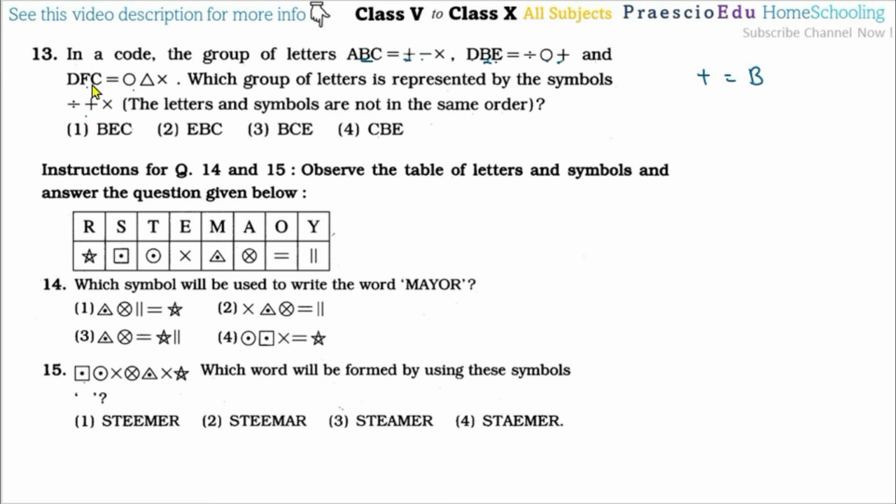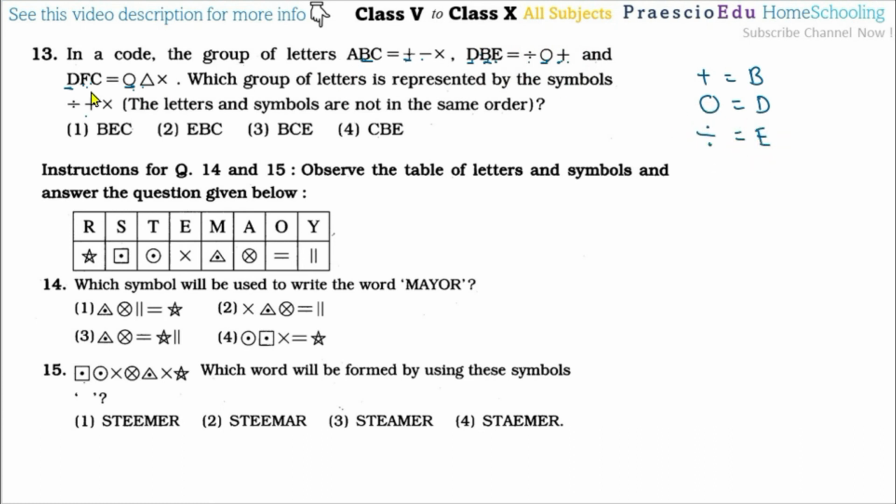Then we will compare these two. Here the common letter is D, and in symbolic form the common one is an O shape. This O is equal to D. Then D and O, we know, mean these two symbols, which means E. We can say that is a division symbol. So this is E.